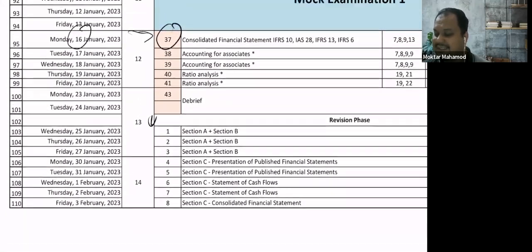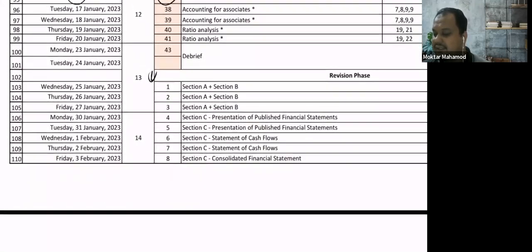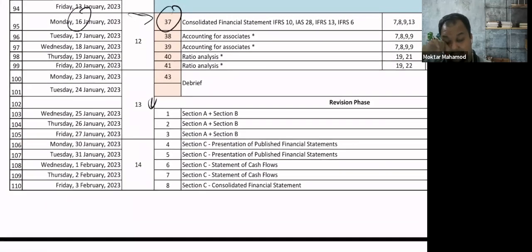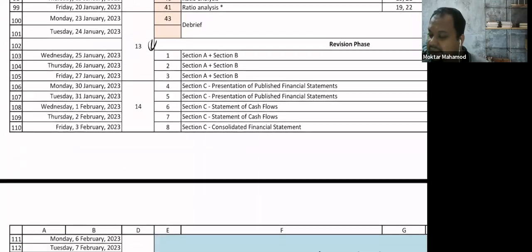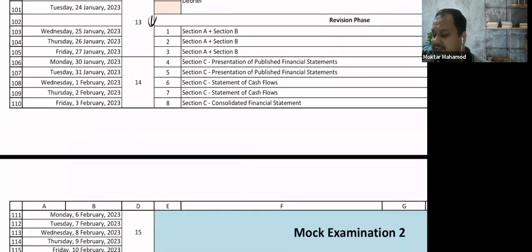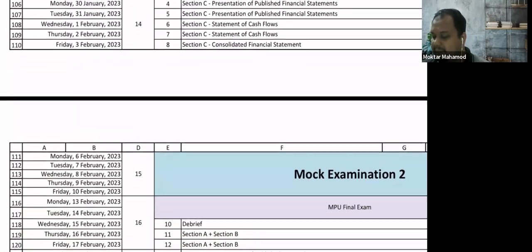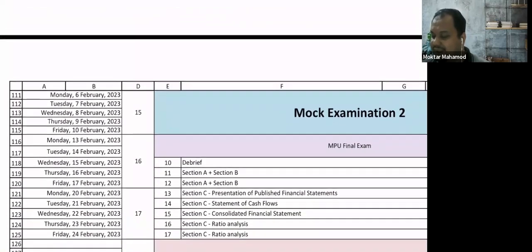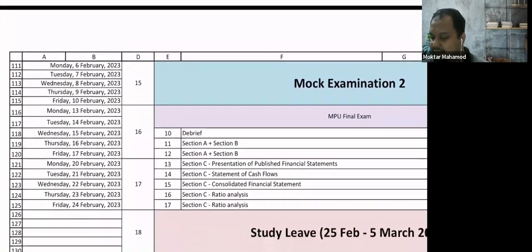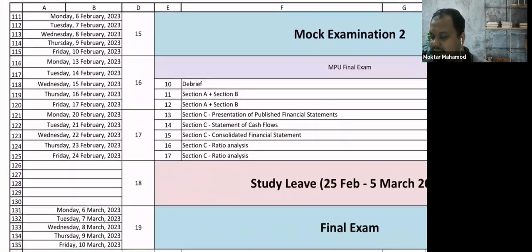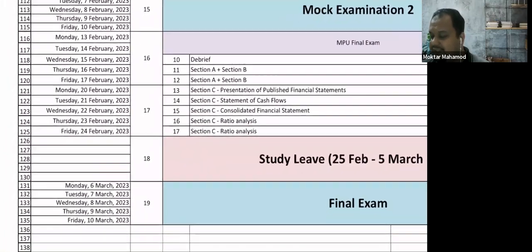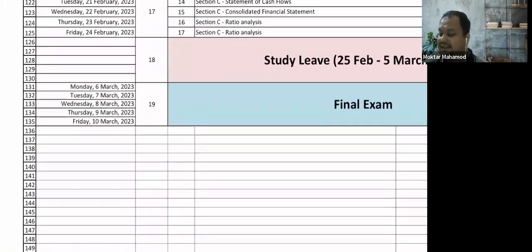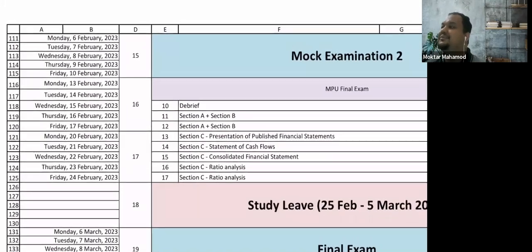Lepas mau exam ada sikit lagi ratio analysis dan sikit lagi chapter, tak banyak dah. And then end of January dah kita punya revision phase. Beginning of February dah mock exam. End of February dah study leave. Beginning of March dah final exam.